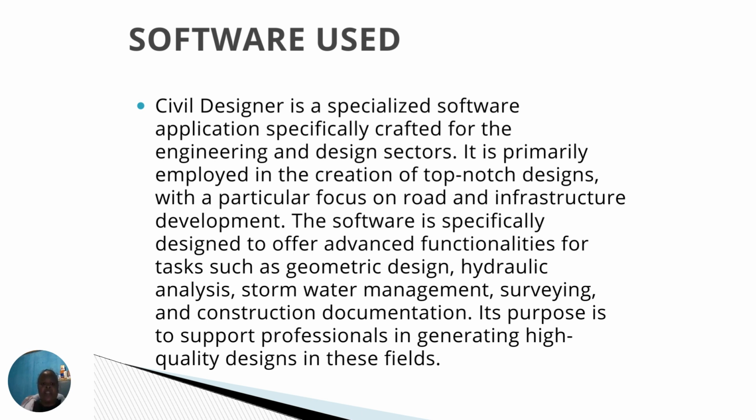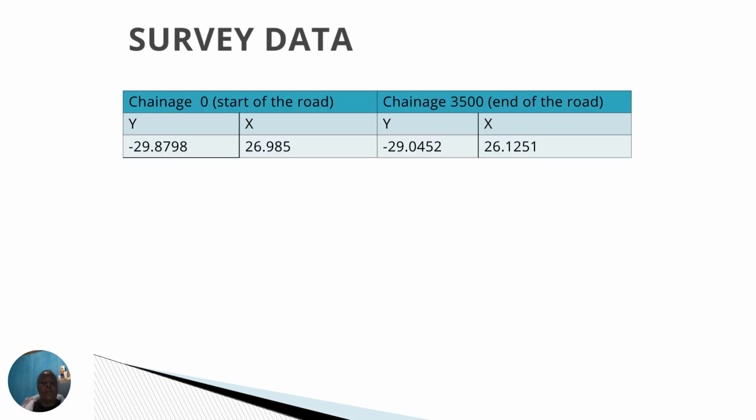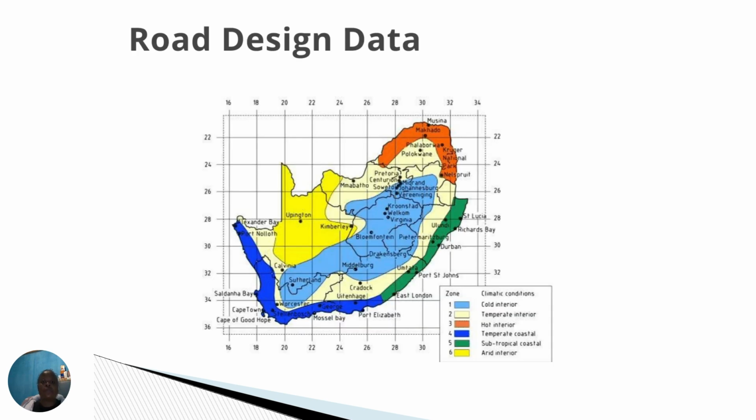Now, the next slide speaks about the survey data. The survey data for this road, from chainage 0 to chainage 3 500, the X and Y coordinates are given on this survey data. Now this next slide is just a screenshot of the road design data obtained from the KwaZulu-Natal Traffic Department.